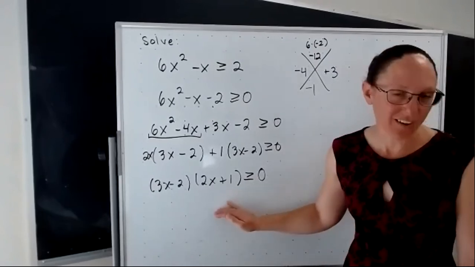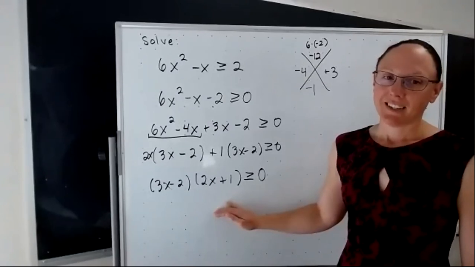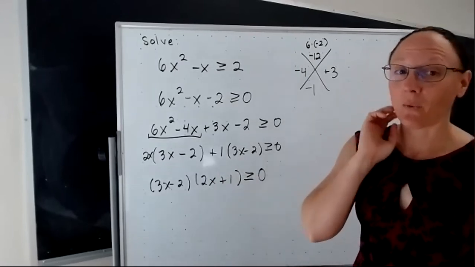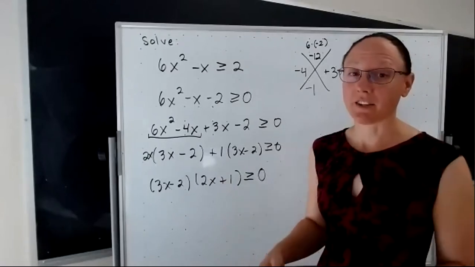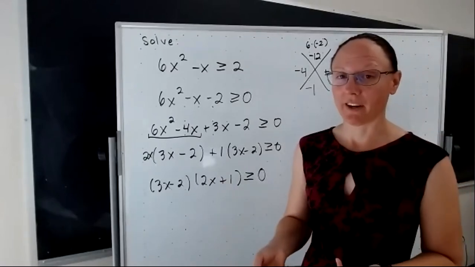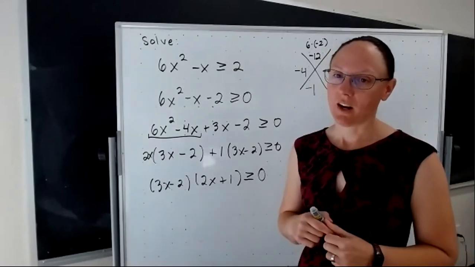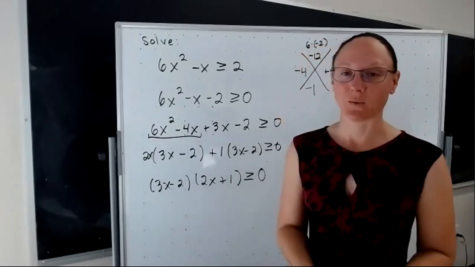Now that we are here and we've got this factored, we need to figure out what's going on our number line. Anything that makes either of these equal to 0, that's what's going on the number line.